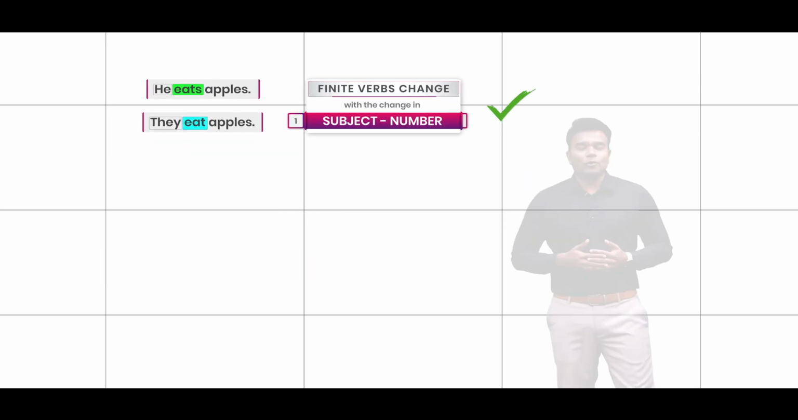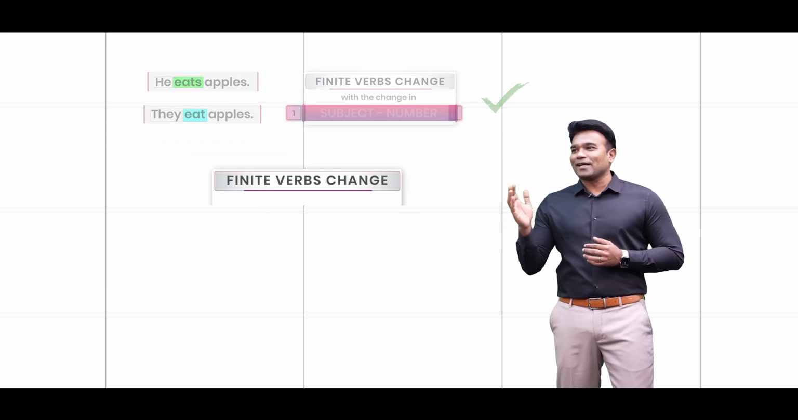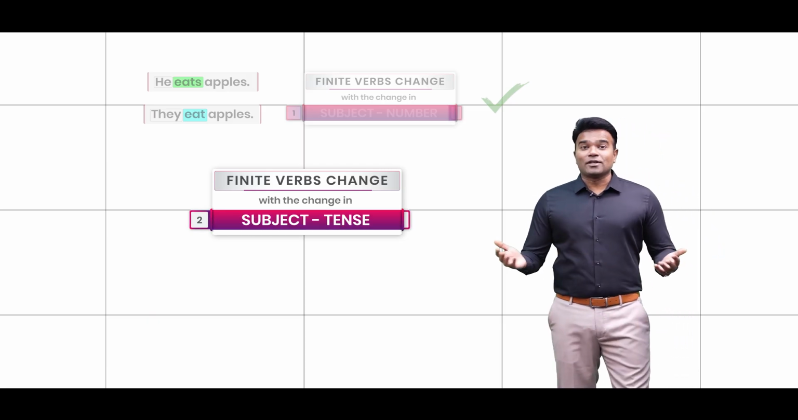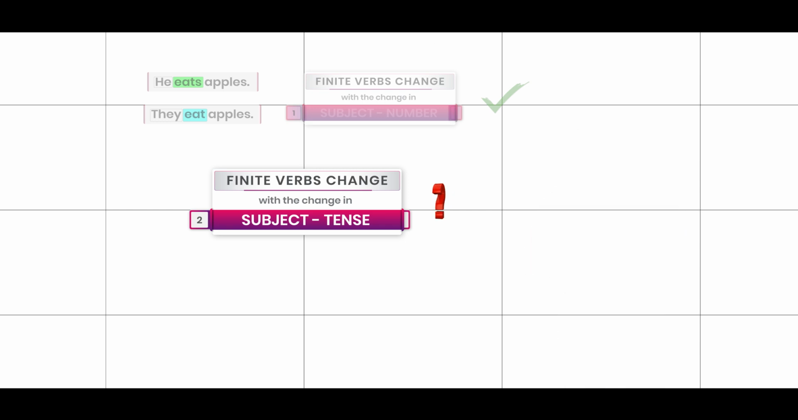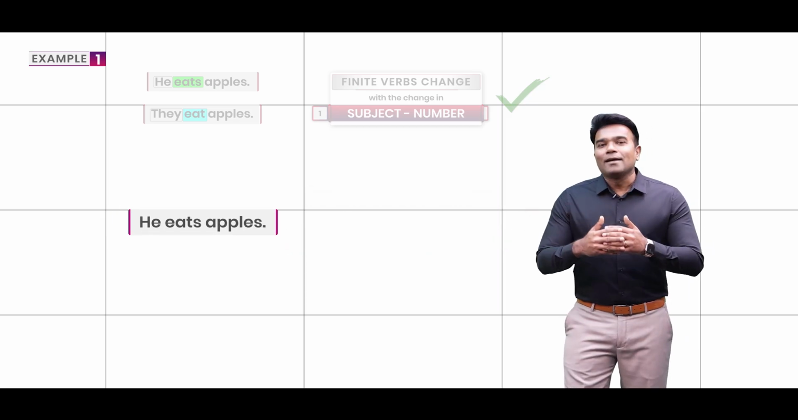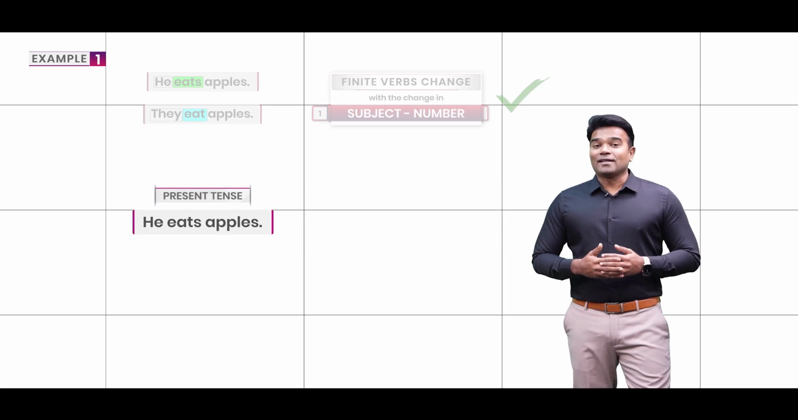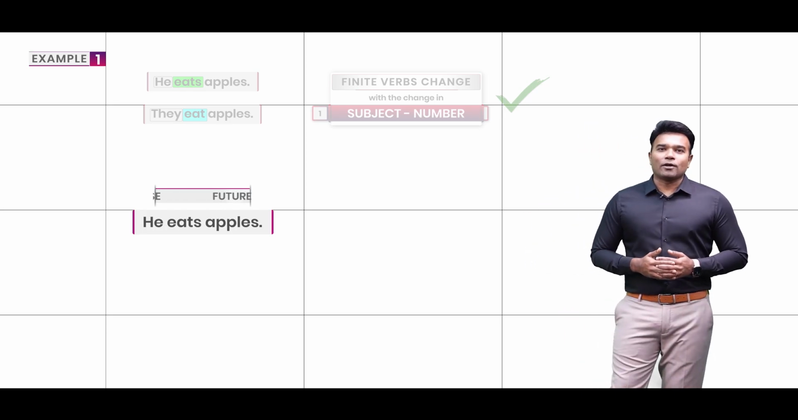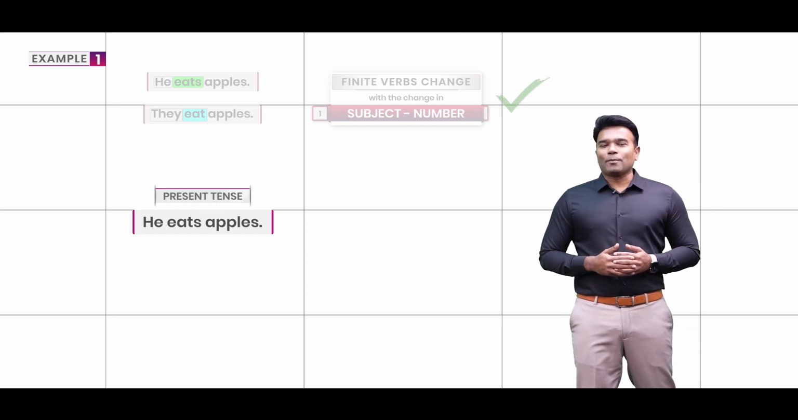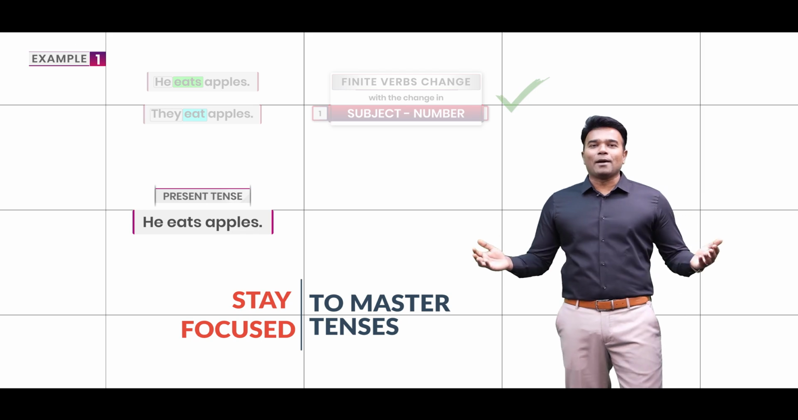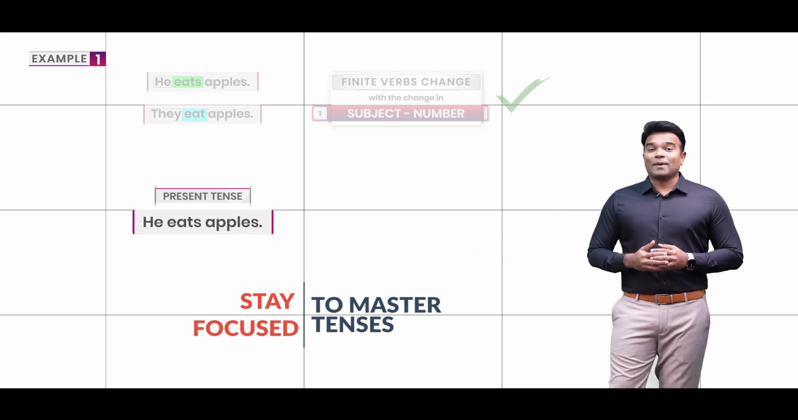But then let me tell you that this change is not just limited to the subject number. If the subject tense changes, even then these verbs change. Well, what does that mean? Have a look at the same example again. He eats apples. Well, let me tell you that this sentence happens to be in the present tense. Sentences could be in the present tense, the past tense, or the future tense, and what the various combinations of the different tenses in which a sentence could exist are is something that I shall be clarifying to you in detail in my upcoming sessions.